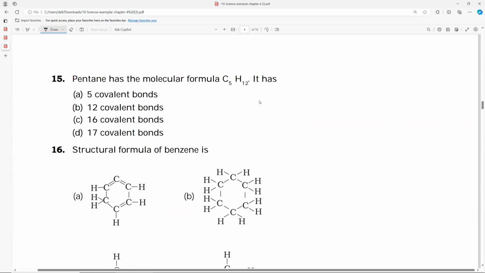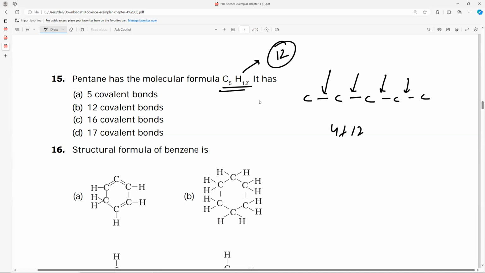Next, if I talk about this one, pentane has this molecular formula, how many covalent bonds are there? There will be at least 12 covalent bonds with the 12 hydrogens. And if we have 5 carbons, 1, 2, 3, 4, 5, there will be 4 bonds between them. So 4 plus 12 equals 16. Got it? Because 12 hydrogens will be connected with 12 single bonds.